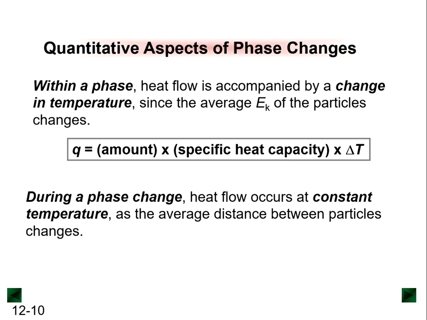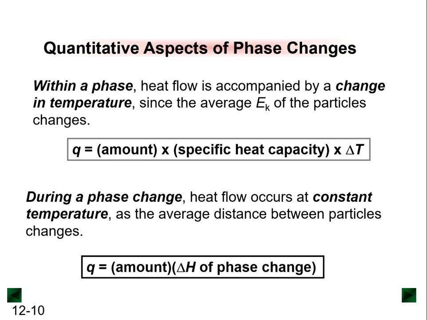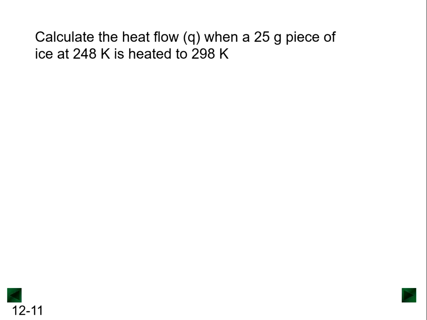At the phase boundaries, so when we go from solid to liquid or from liquid to gas, we see that heat flows during the phase change without a temperature change. Therefore, the heat equation is given by m times the standard enthalpy for the phase change that you're considering. So, based on those equations, let's calculate the heat flow when a 25-gram piece of ice at 248 Kelvin is heated to 298 Kelvin.